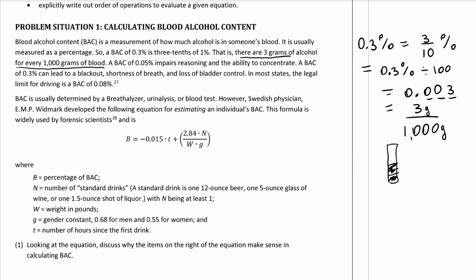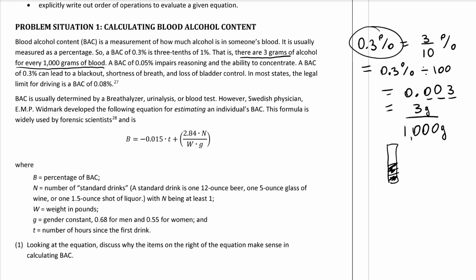So it's pretty small. But now check this out. It says a BAC of 0.05%, even smaller than 0.3%, impairs reasoning and the ability to concentrate. A BAC of 0.3% can lead to blackout, shortness of breath, and loss of bladder control. So that amount of alcohol in blood is actually dangerous. In most states, the legal limit for driving is a BAC of 0.08, including New York State.